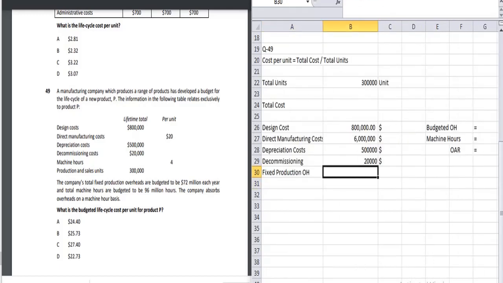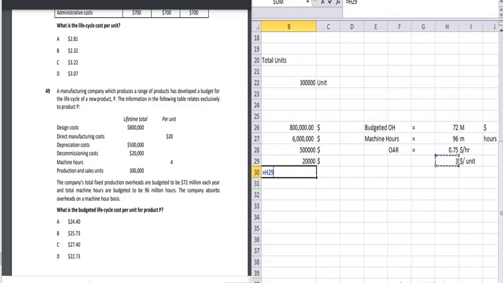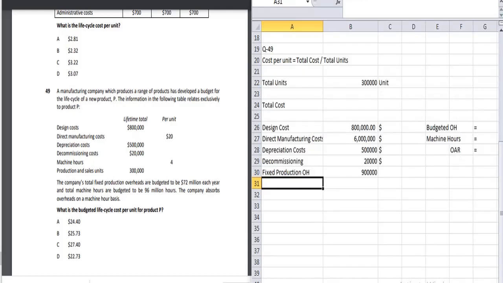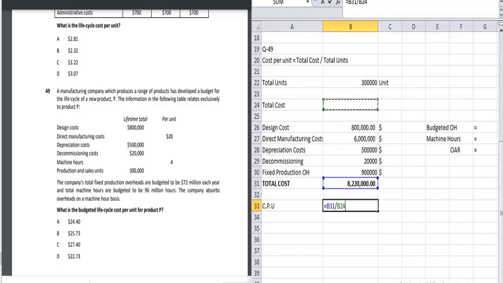Now these 3 into unit, so we got it. Okay, so now our total cost equal to total cost, we do get our total cost. Now cost per unit of P, divide by total cost divided by total unit, right? So it's 27.40.